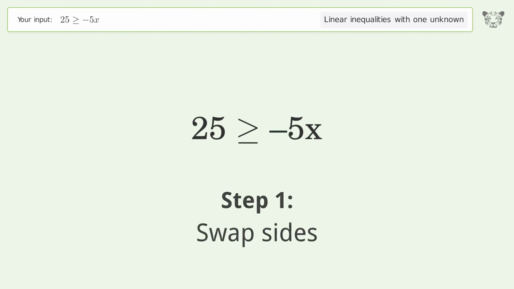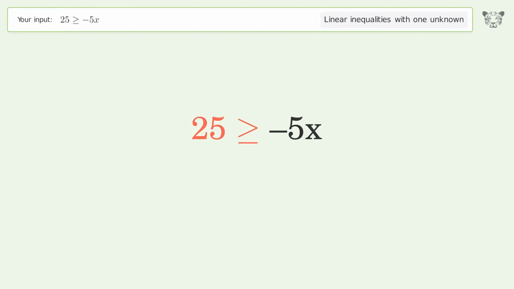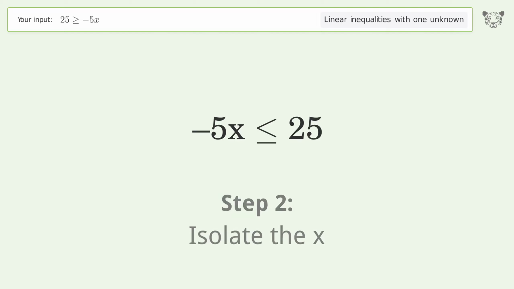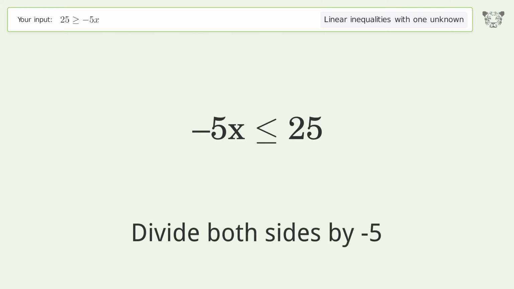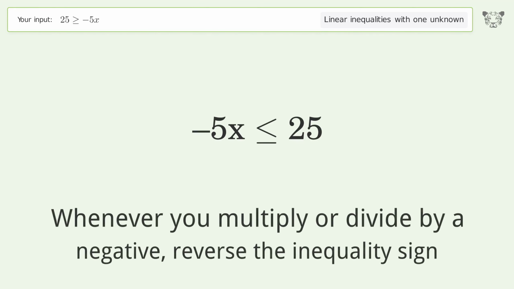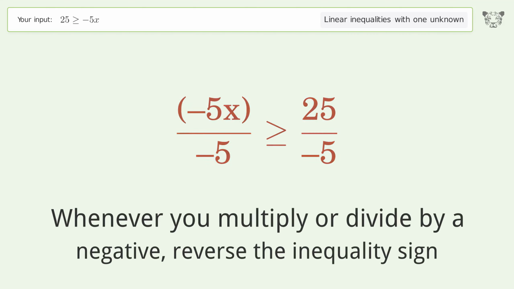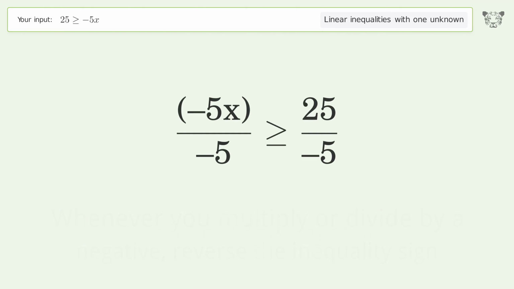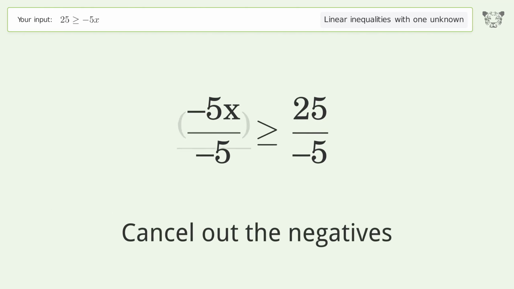Swap sides. Isolate the x. Divide both sides by -5. Whenever you multiply or divide by a negative, reverse the inequality sign. Cancel out the negatives.